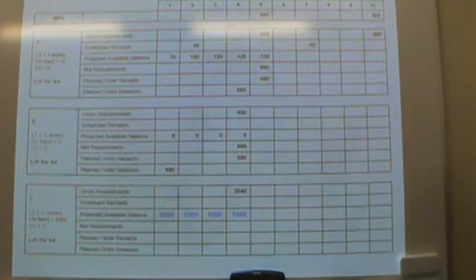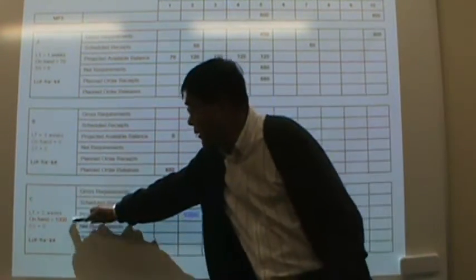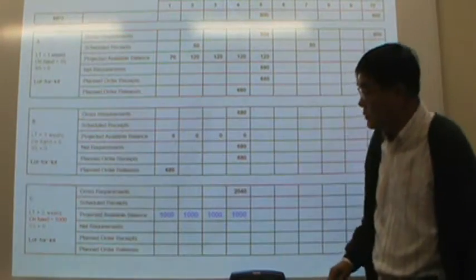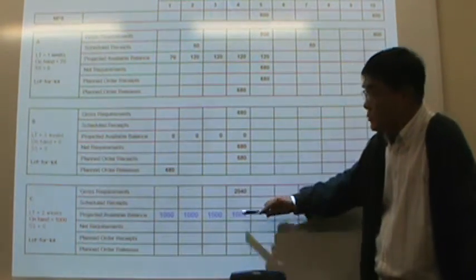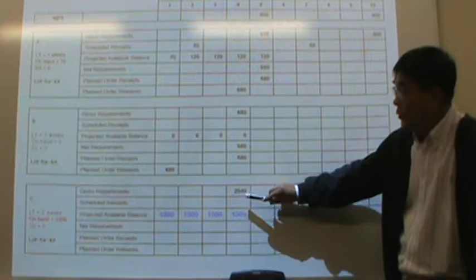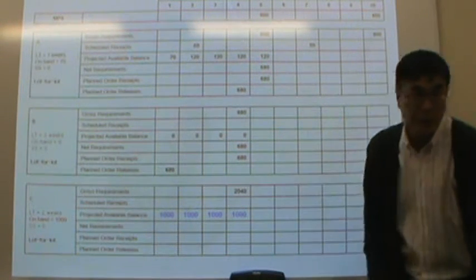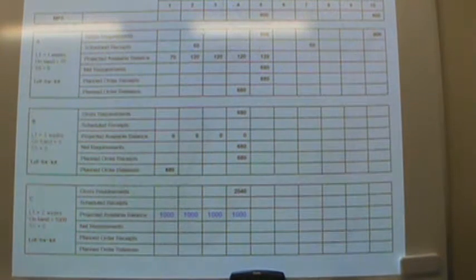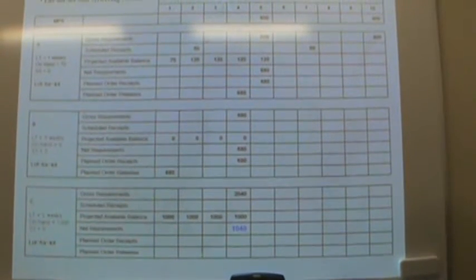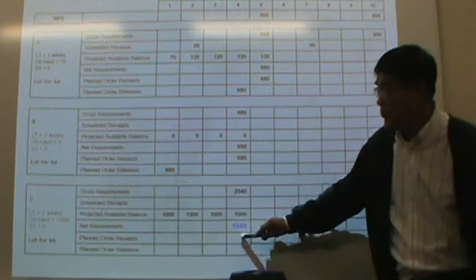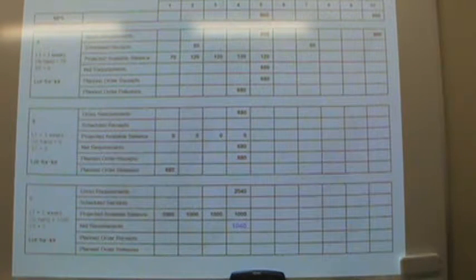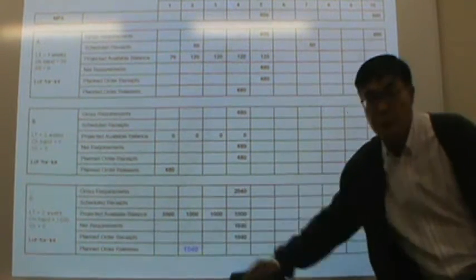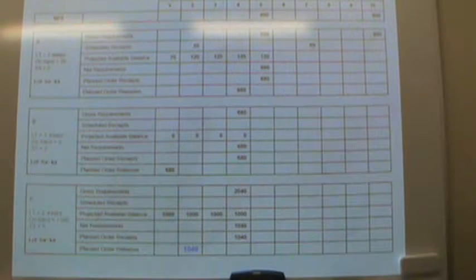Part C: 1,000 on hand, so 1,000 available. We need 2,040, so the net requirement is 1,040. For planned receipt, we should receive that many in week 4. The lead time is 2 weeks, so we place the order 2 weeks earlier.